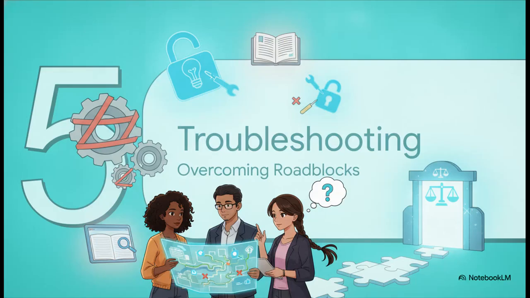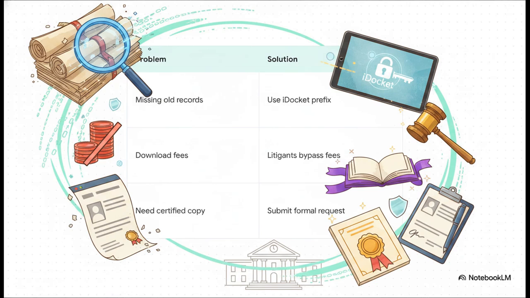And finally, Section 5, Troubleshooting. Let's talk about overcoming those inevitable roadblocks. Because even with the best instructions, let's face it, the legal system can be pretty clunky. So, missing older records? Just remember that iDocket prefix trick we talked about, like using MR2C to outsmart those old systems. What if you're hitting a paywall for a download? Well, if you happen to be an attorney or you're self-representing on that specific active case, you can actually bypass those fees entirely for your own files.